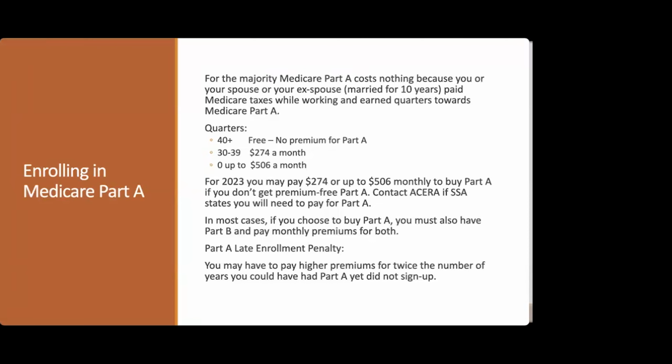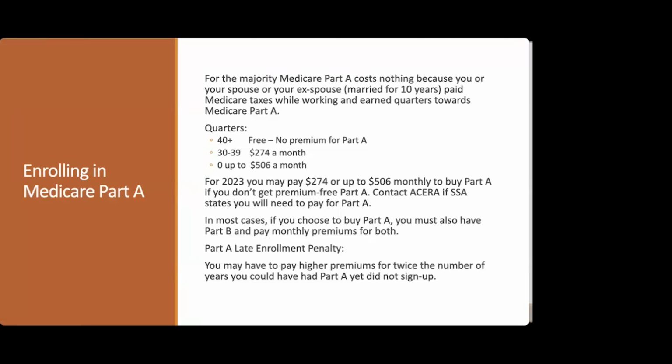If you choose to buy Part A, so let's say, for instance, you don't have 40 plus quarters, you must also have Part B and pay the monthly premiums for both of them in most cases. So you want to make sure that you're not just buying one part of Medicare, because if you do, then your insurance coverage isn't going to work out, and you're going to have penalties for late enrollment possibly.